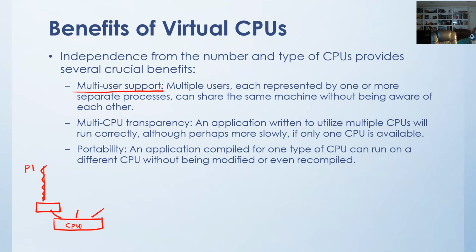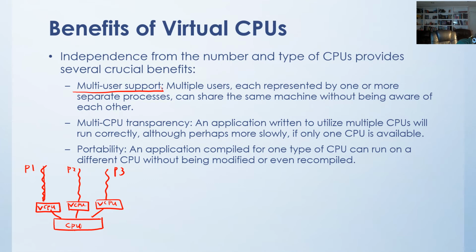Let's say process 1 is running on this physical CPU. Process 2 is also running on the physical CPU, and process 3 is also running on the physical CPU. But when a process is running on the physical CPU, it creates the illusion that process 1 is running on a virtual CPU, and process 2 is also running on a virtual CPU.